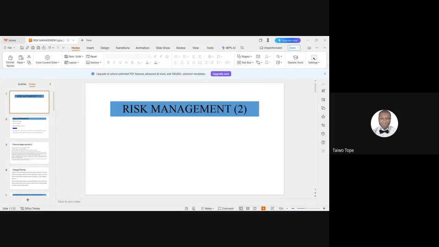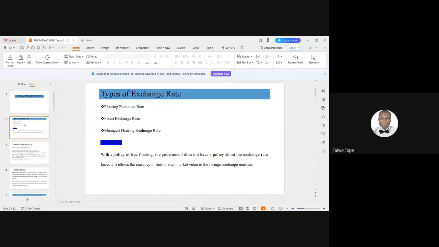So we'll continue our discussion on risk management. There are various forms of exchange rates that we have to know. If you check your study pack, you see them. But first and foremost, let me reiterate again what exchange rate is.